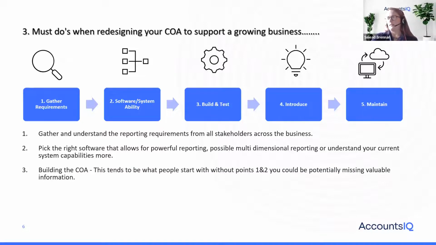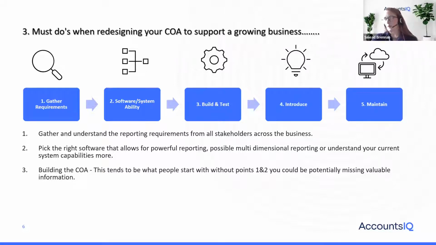Build and test. Now this is building a COA. It's funny because people just come automatically in and start building the chart of accounts. And this tends to be where people start. This tends to be the starting point. Oh, I'm just going to build it, without actually looking at steps 1 and 2.